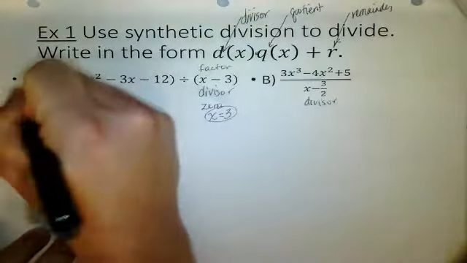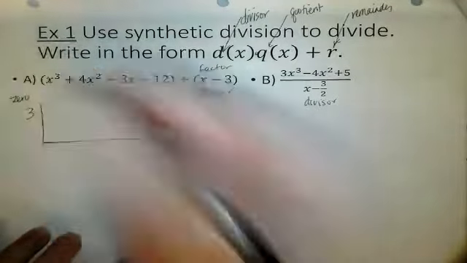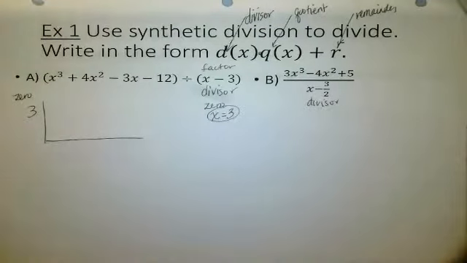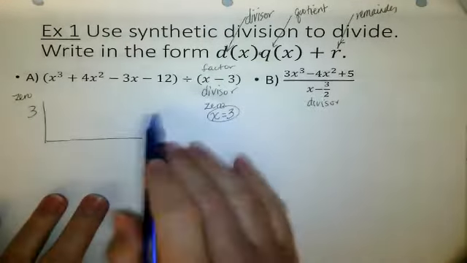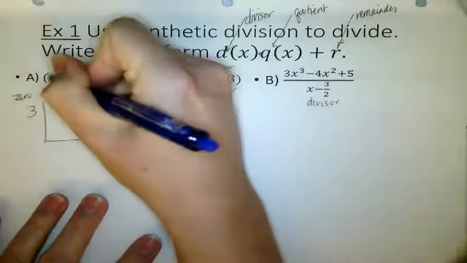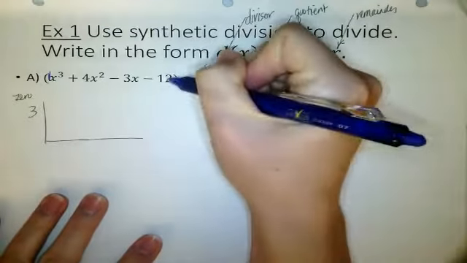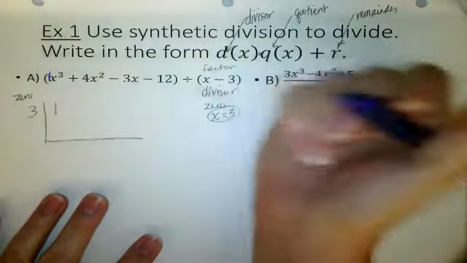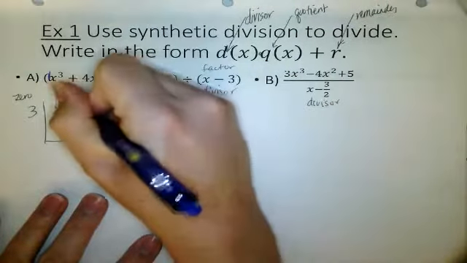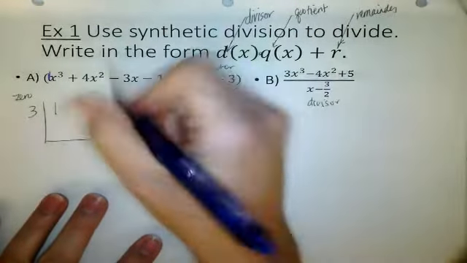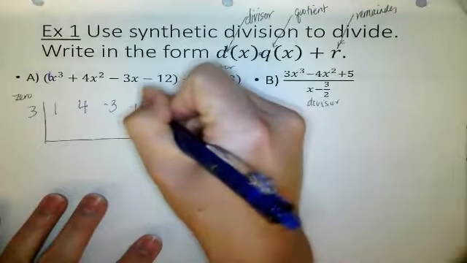So I'm going to take my positive 3. The 0 goes on the outside. And then along the top, we put all the coefficients of our dividend. So we have a 1, which represents 1x cubed. We have the 4, which represents 4x squared. Negative 3 and negative 12.